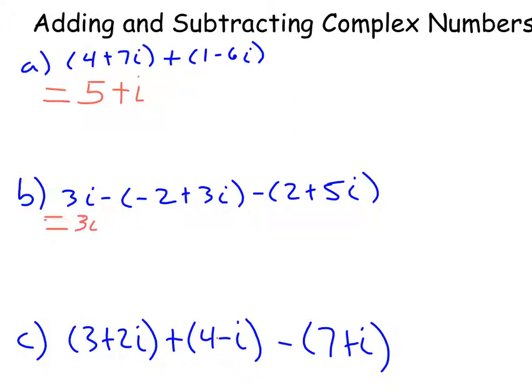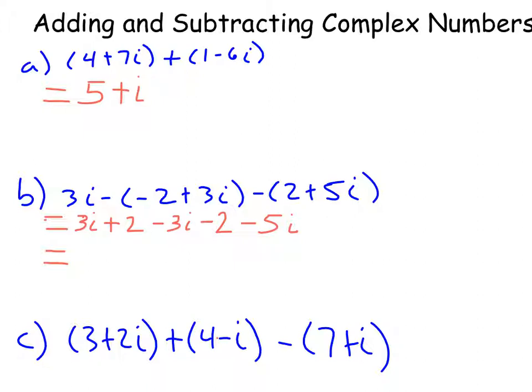We have 3i. You'll see this come up too: if you have parentheses with a negative sign in front, those need to be distributed. That'll give me positive 2. There's 3i. And this last set of parentheses, that'll be a minus 2, and then minus a 5i. So it is a lot like just combining like terms. But you've got to make sure that your parentheses are taken care of before you combine them.